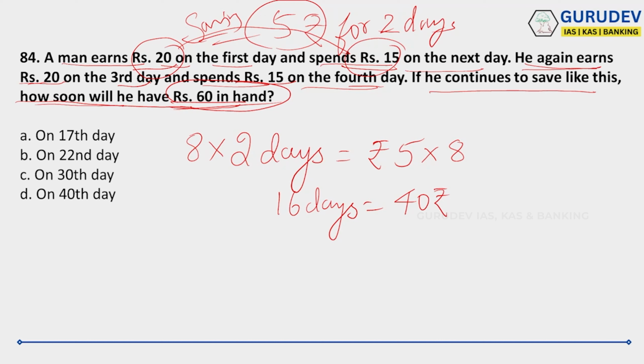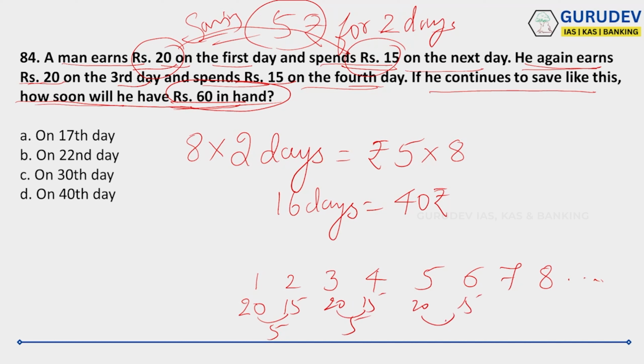Okay, if you go with the alternate days, look here. This is the first day, second day, third day, fourth day, fifth day, sixth day, seventh day, eighth day. This will continue. What is he asking? 20 rupees income, 15 rupees spending. He is getting 5 rupees for 2 days. Very good. 20, 15, 5, and so on. What is he saying? 60 rupees in his hand.